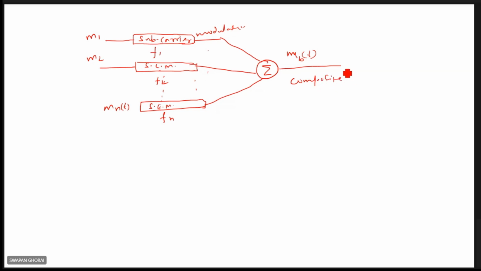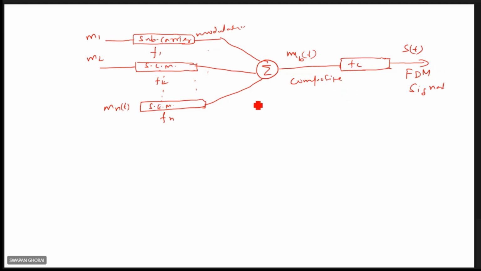Next, again it will be shifted to another carrier frequency, FC, that will result in the FDM signal. So that will be transmitted through the medium. That is actually the FDM signal, frequency division multiplexing signal.